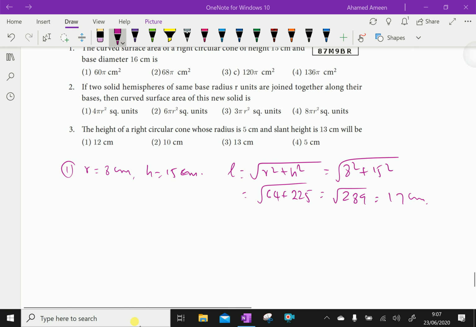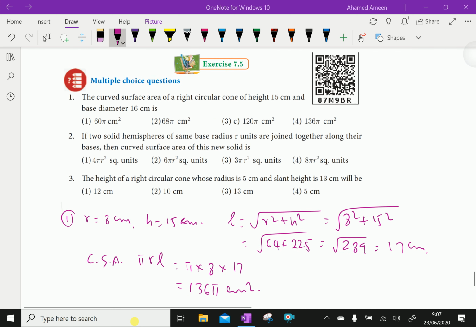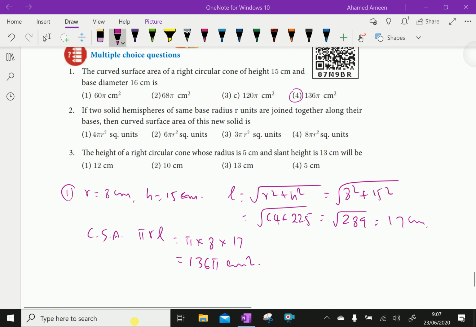Now curved surface area is pi R L, which is pi into R is 8, L is 17. 17 into 8 is 136 pi square centimeters. So the option is 136 pi. Option 4. Question number 2.